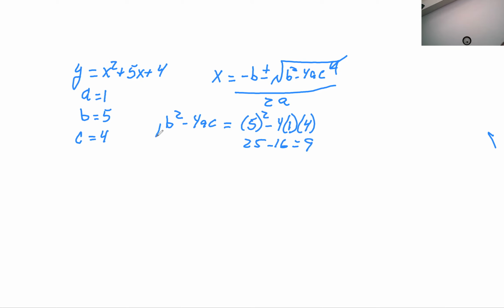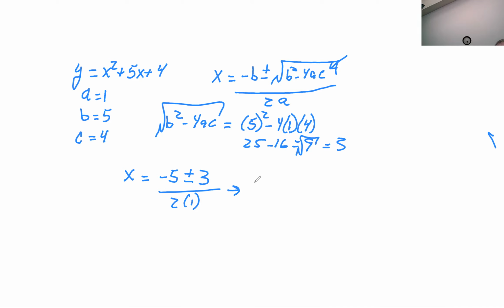So what's the square root of 9? That's a nice number, plus 3. So we're in good shape. So what I would do now is finish the equation. So again, the minus b would be minus 5. And then we have plus or minus the 3, which we just calculated, all divided by 2 over 1. So now we're going to have two solutions.